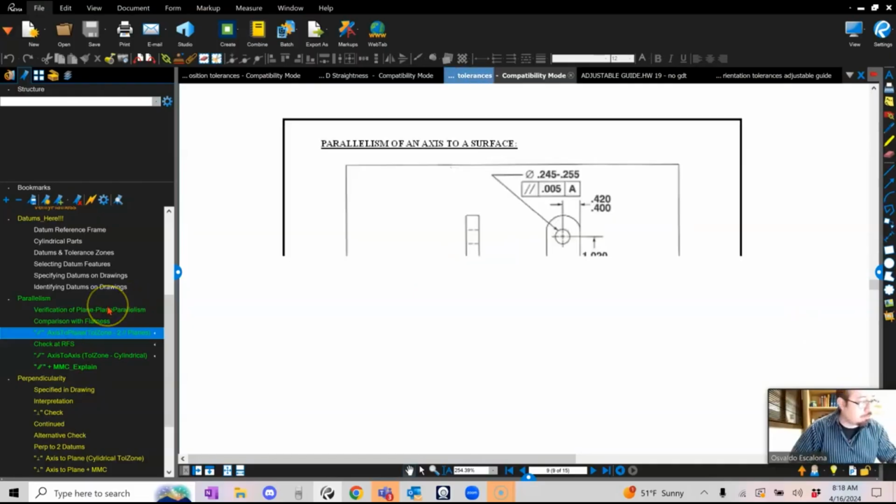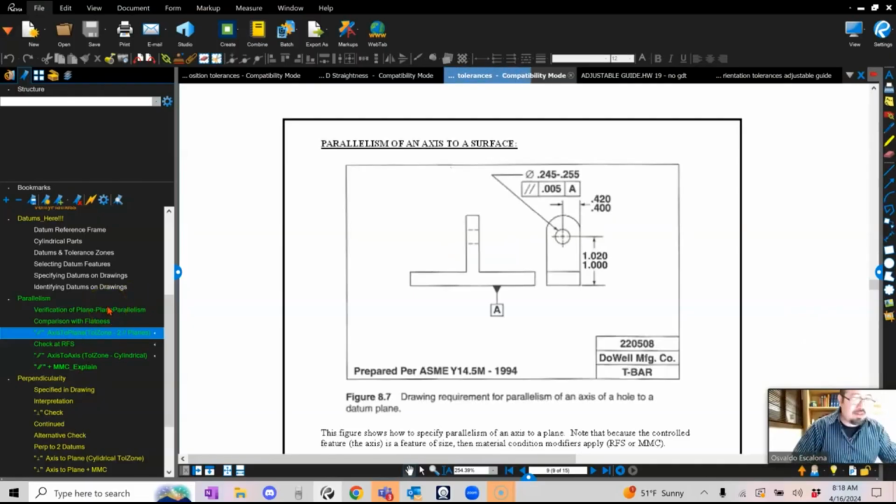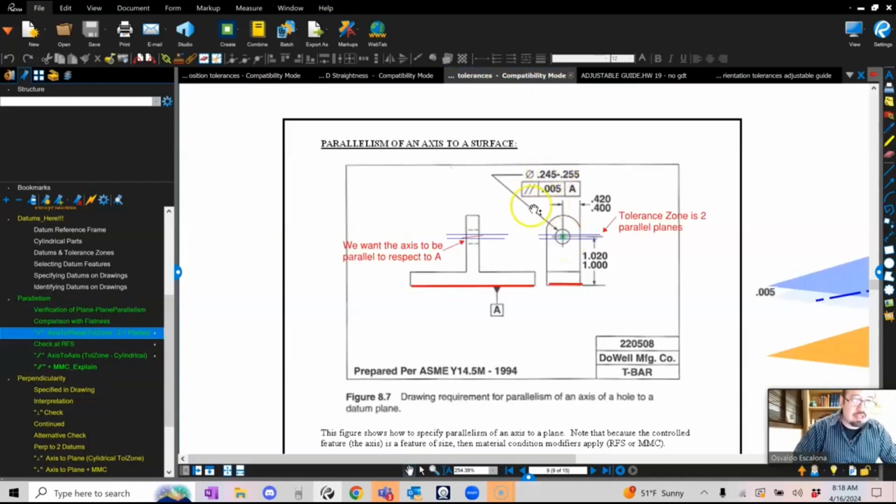So what you guys will see here is parallelism of a part where I have an axis or a feature of size. You guys see here, feature of size. And I want to make sure that my feature of size is parallel to the plane on the bottom, right? Parallel to A. What is A? It is the bottom part, right? So it is a surface or theoretical perfect plane, right? Now, if I want to make something parallel that is an axis, and again, this is a feature of size, which is a hole.